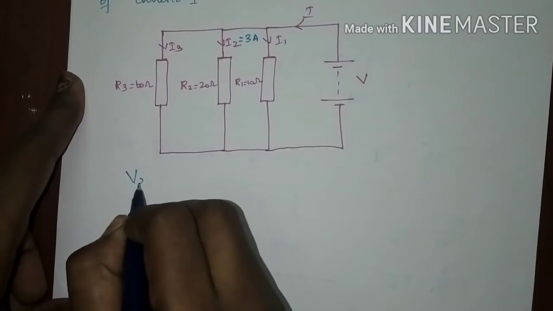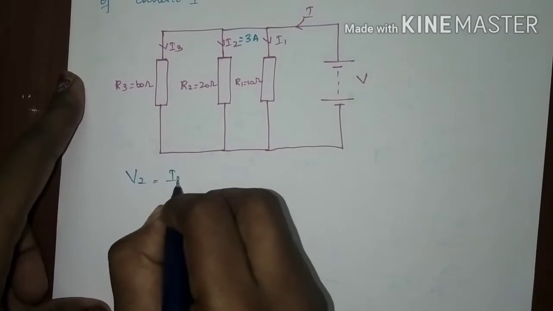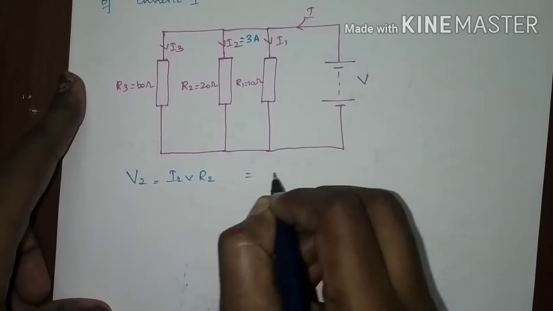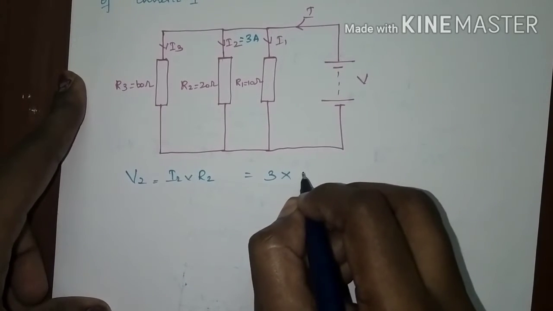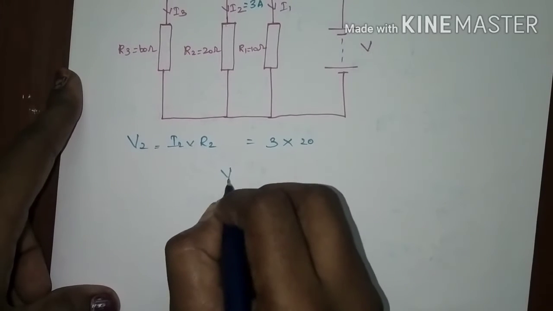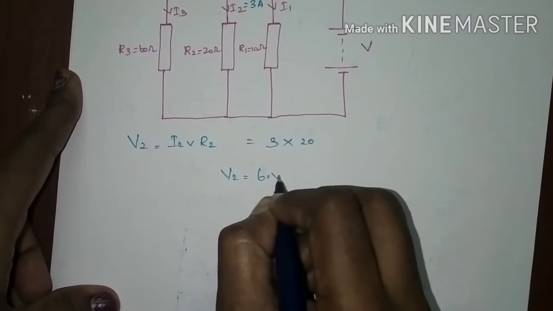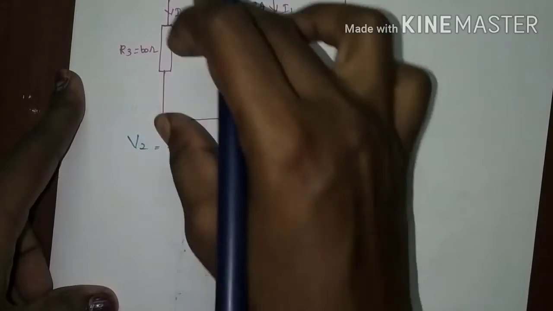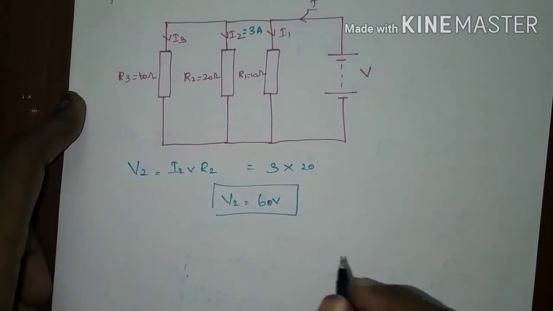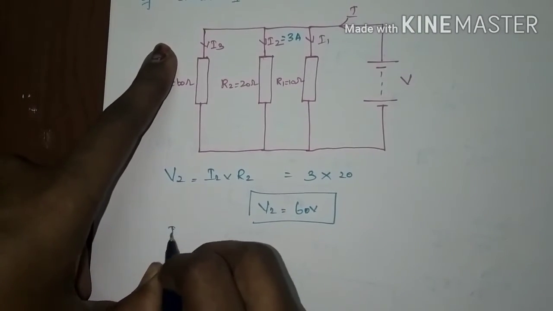So the potential difference across the second resistor is I2 into R2. The current given here is 3 ampere and the resistance value is 20 ohm. So the voltage is 60 volt. 60 volt appears across all the branches that have been connected. So now we can find the values of I3 and I1.